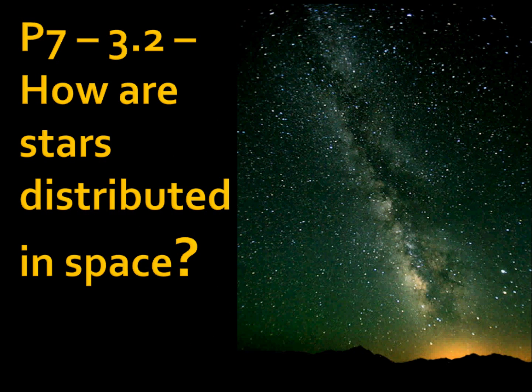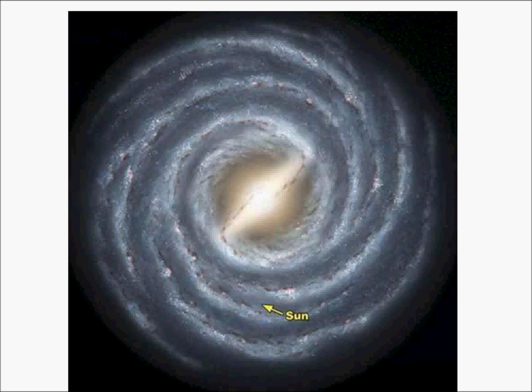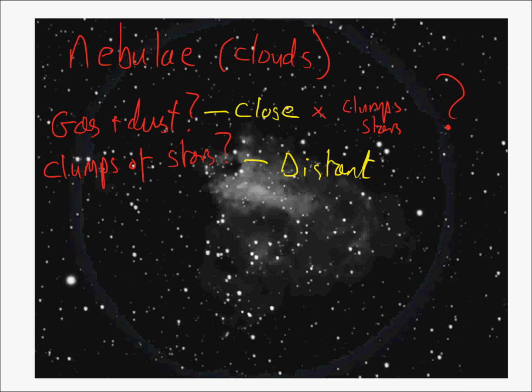So to summarize, how are stars distributed in space? Well, we are part of a galaxy, and this idea has been known for about 100 years, but there is a mystery. What are these nebula? Are they close pockets of dust and gas? No, they're not dust and gas, they're stars, but they could still be close groups of stars. Or are they clumps of very distant stars really far away?